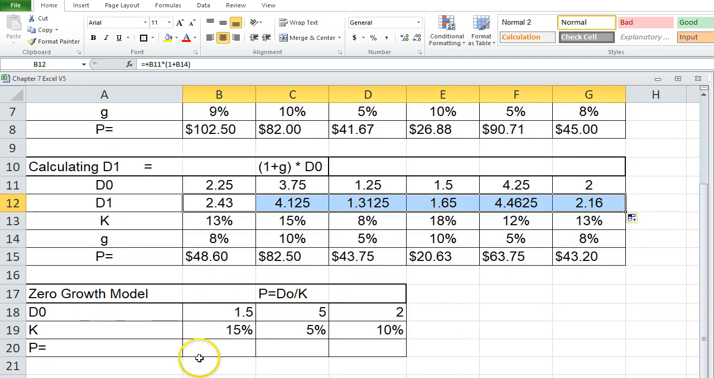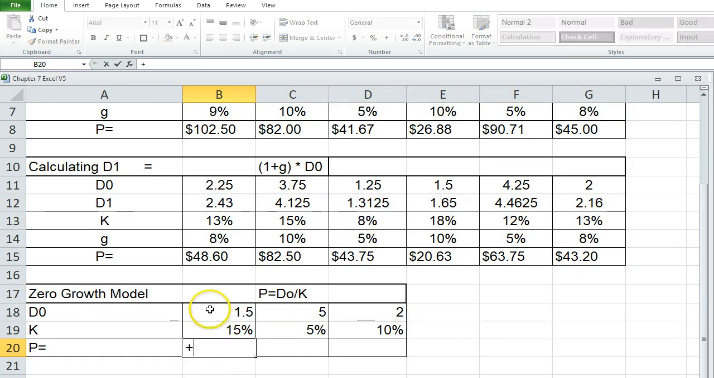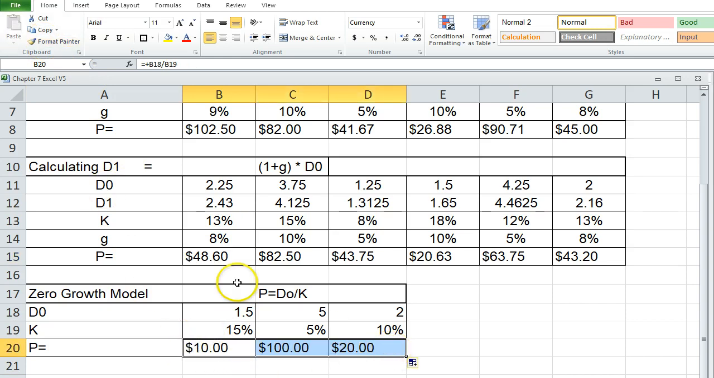Okay, now the zero growth model is the simplest model, where I'm just taking D0, and since there's no growth, the dividend is always D0, divided by K to get the stock price. Again, let me just bring the painter down here, and then move this forward. Okay, so that's the first workbook.